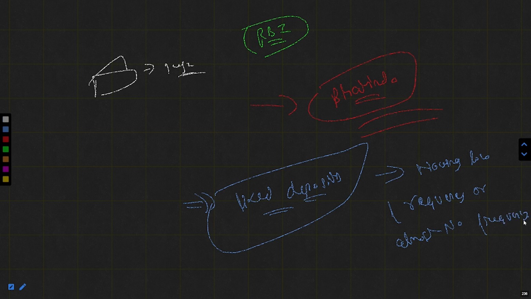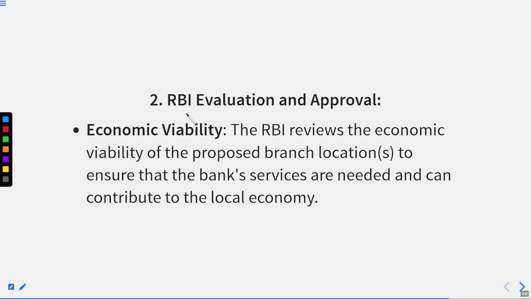Either low frequency or no frequency at all. Okay. In such a scenario, the Reserve Bank of India will say that your presence in Bhatinda will not contribute to the local economy. Why? Because the service you are planning to introduce is not in the habit of the people, and it is not being used by the people. So in such cases, the RBI might cancel the request for approval for the expansion, or might ask the bank to change the rationale and the reason and then try again.